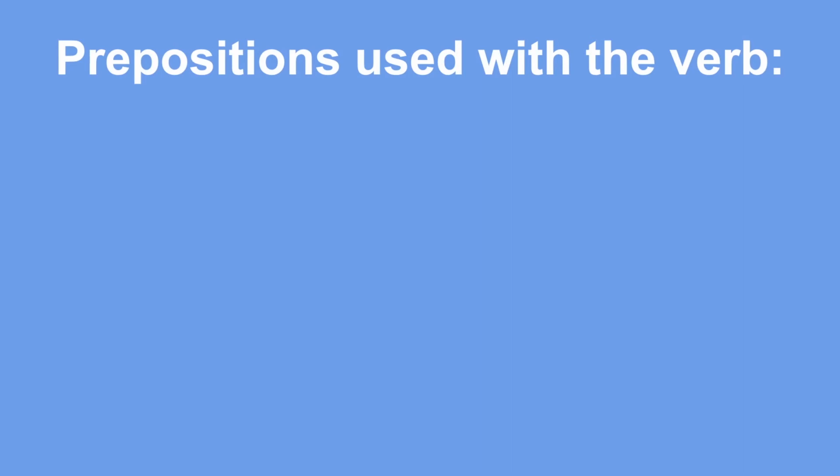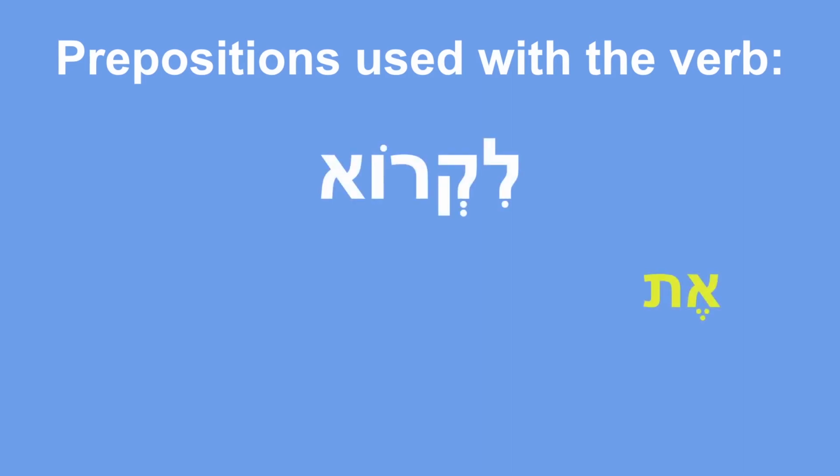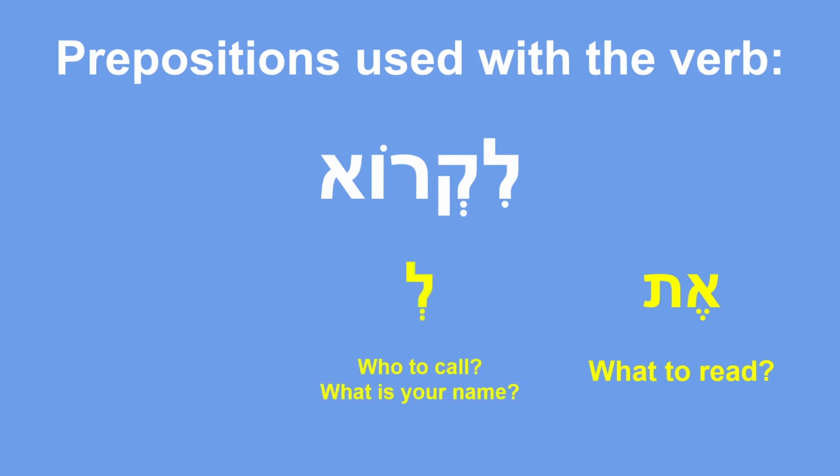So once again, what are the prepositions that are used with the verb likro? Et, when we are reading something that is definite. Le, when we're calling someone or when we're asking a person what's his name in more casual situations. And al, which is about, to read about someone or to read about something. So let's see how we will use the verb likro as the verb to read. In that case, we will use the prepositions et and al.